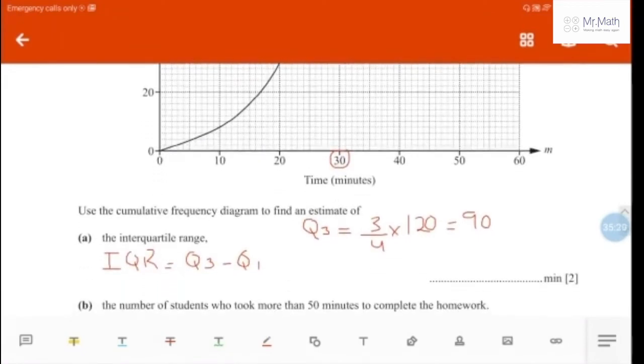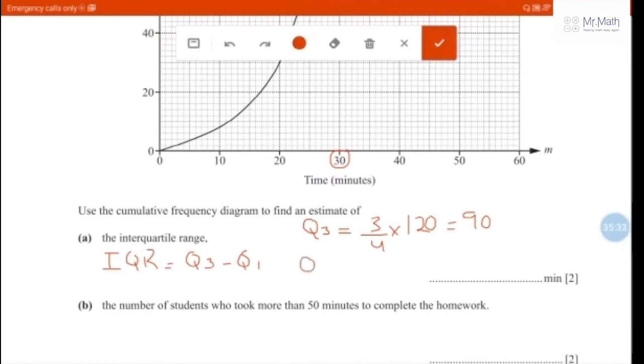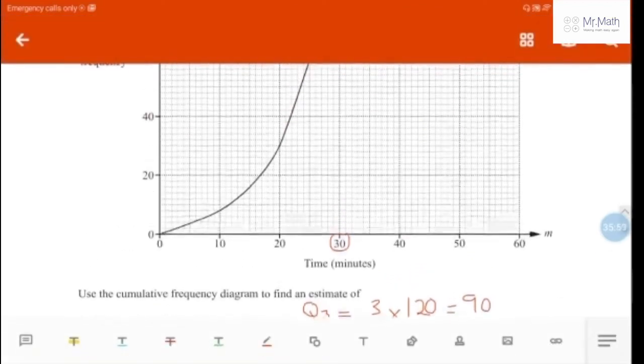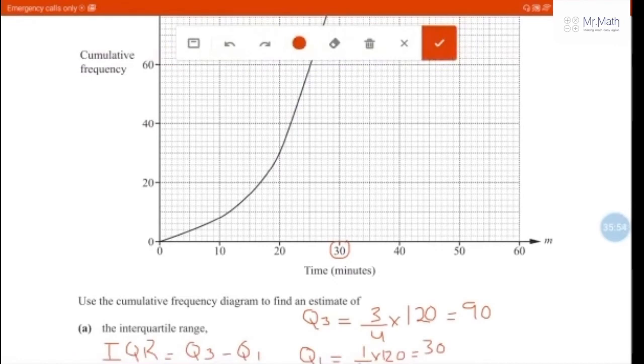Now to find the position of the lower quartile, the lower quartile Q1 is 25% of the total frequency, so it is 1 over 4 times 120, and the answer is 30. So I go to the diagram. So 30 is 22, 24, 26, so 30 is over here. So I go over here and I go down, so it is equal to 20.